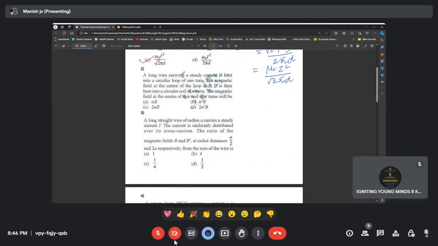Second question. This is a simple one. A long wire carrying a steady current is bent in the form of a circle of one turn. If the magnetic field at the center of the loop is B, then it is bent into a circular coil of n turns. Then what is the magnetic field at the center of this coil having n turns, is the question.